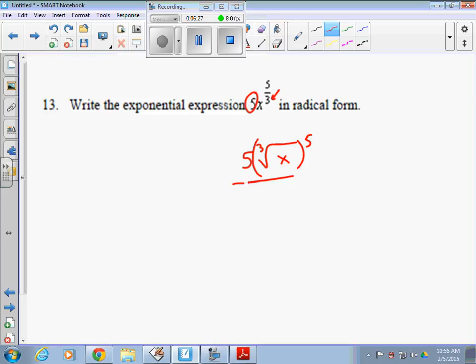The 5 is not being raised. Same thing as if you had 2x to the negative 1. You would not ride the elevator with 2 in that case, just with x. Only the thing that's right next to it is being raised to the exponent.